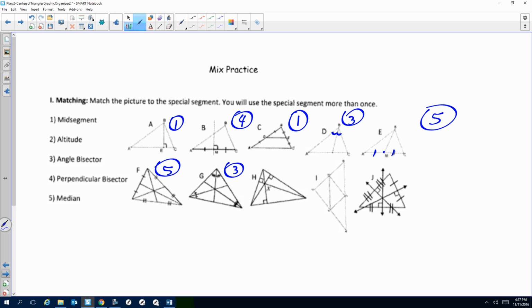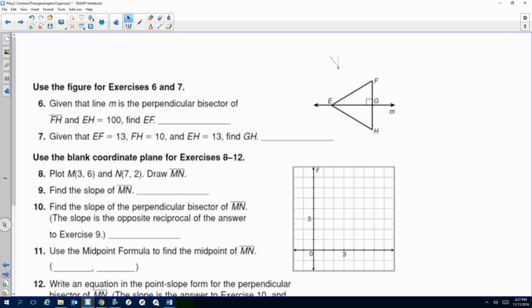H, just a box. So we have nothing but altitudes. Another midsegment. And the last one is a perpendicular bisector, because you have tick marks and the box. So we want to be able to identify the segment based on the marking. Now here, I'm telling you it's a perpendicular bisector. So you have the box, you add the tick marks.